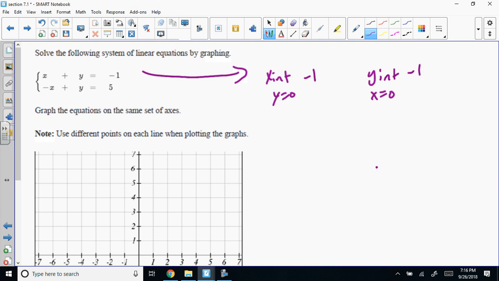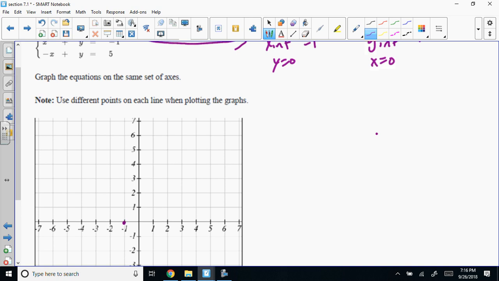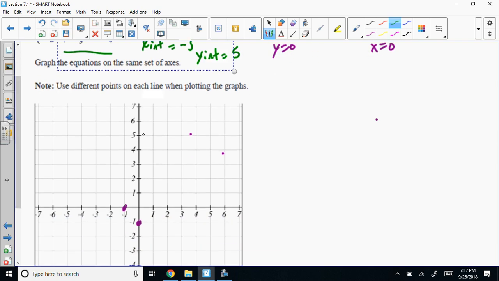Y'all with me? So the purple one's going to be the top one. So I'm going to have a dot at -1 and -1, right? All right, so I'm going to connect those dots in a second. And if we do the green, then the x-intercept is -5, and the y-intercept is just 5, right? So -5 and 5. Okay, let's draw some lines.